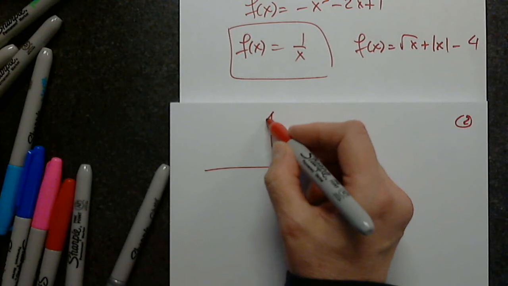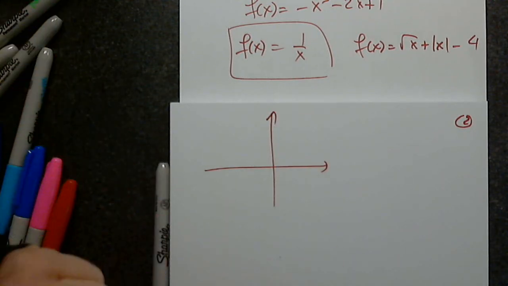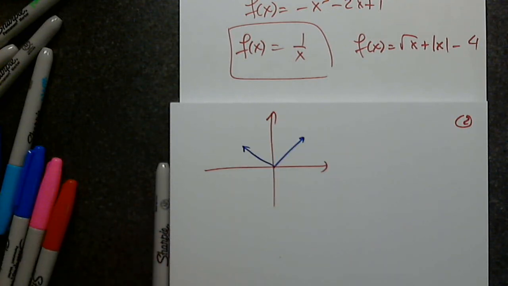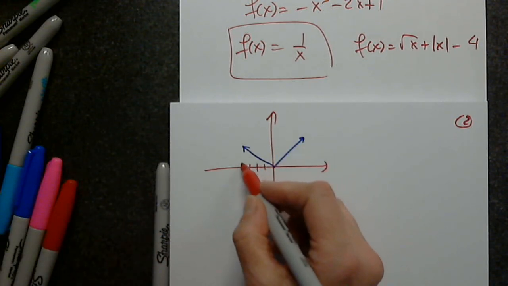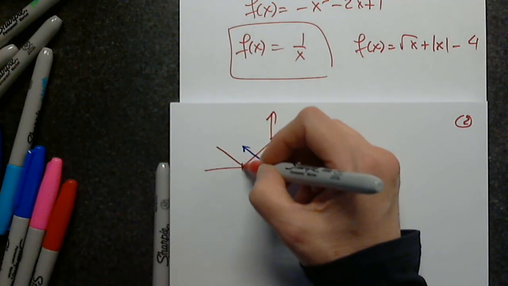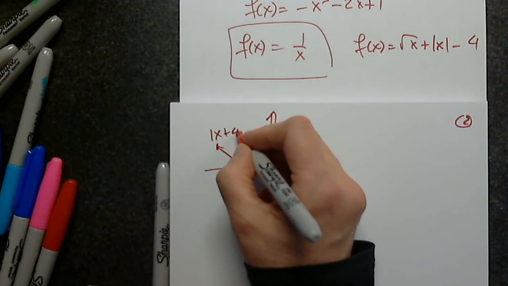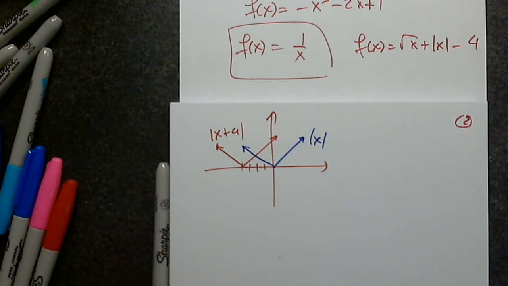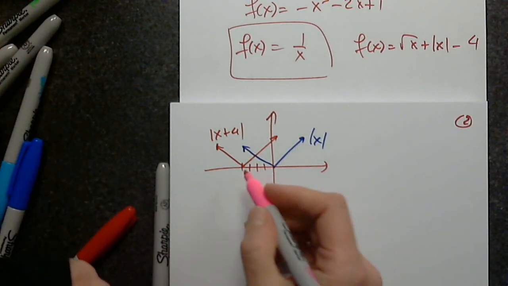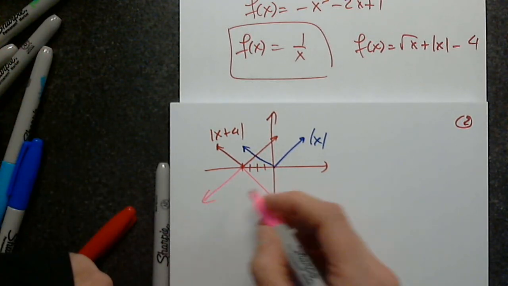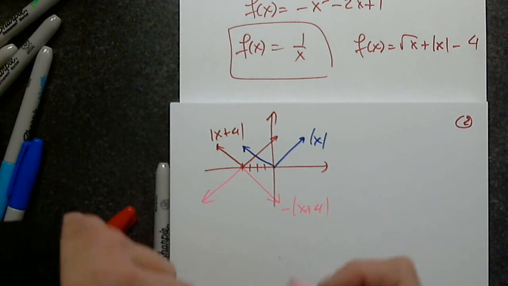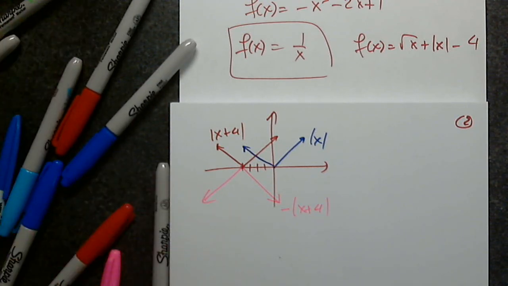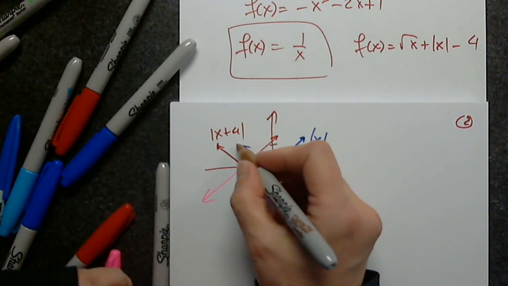What we just said. So we are going to graph the absolute value of x. We are going to shift it forward to the left. So this is the absolute value of x plus 4. This is the absolute value of x. Then we are going to reflect it in the correct order of operations. So this is negative the absolute value of x plus 4. And then we have to shift it up 3. So 1, 2, 3, up here.